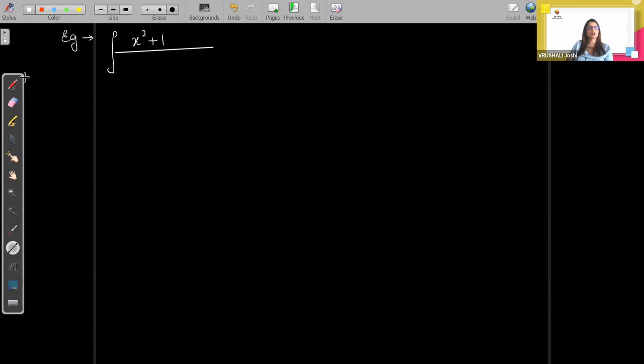So example 2. So what are we going to have here? Let's see this time integration of x square plus 1 by x square plus 5x plus 6 dx, correct? Now one thing you have to immediately observe here is that the degrees are equal.